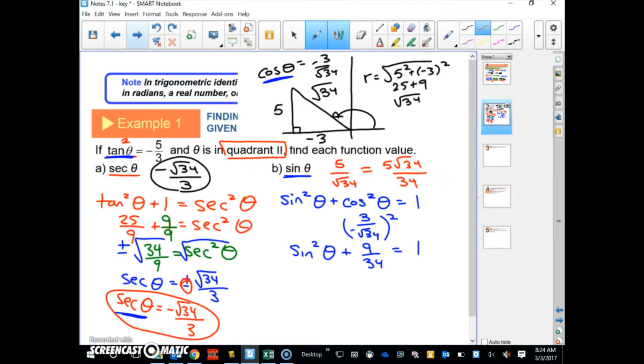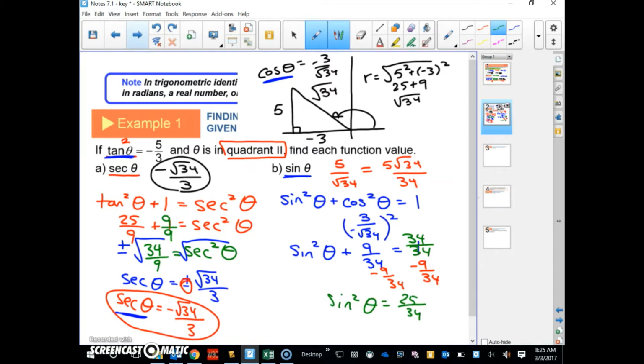So in order to solve, you're just trying to undo operations, just like you've done since Algebra 1 class. So you're going to subtract this 9/34 over. But we're dealing with fractions here, so let's get a common denominator. Let's call that 1 34/34. And so 34/34 minus 9/34 is 25/34. So we're saying sine squared theta equals 25/34.